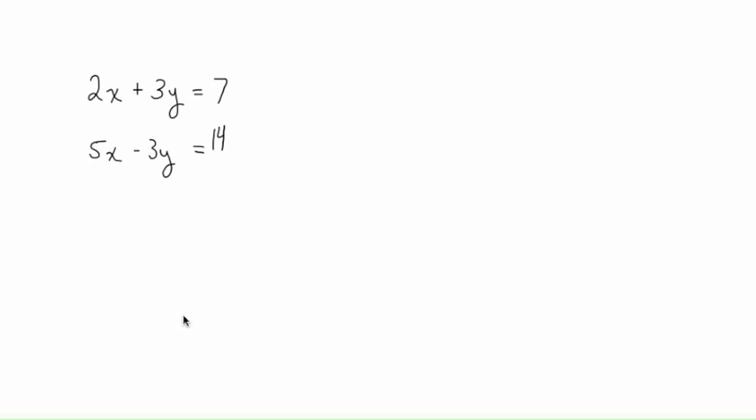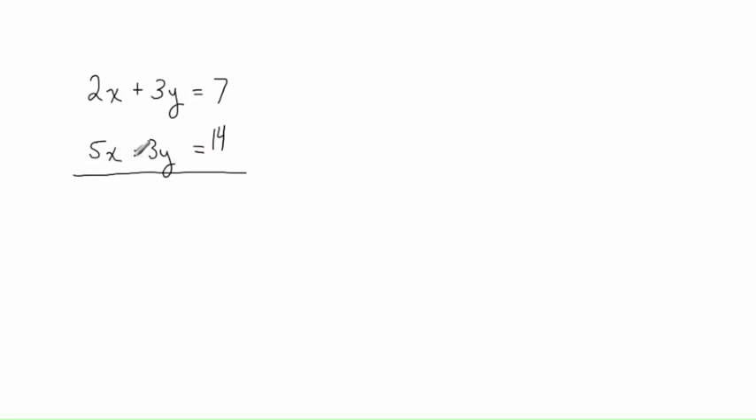We can think of it this way. You can think of it as starting with the first equation. And what we're going to do is add the same thing to both expressions. Now, to the left-hand expression, we're going to add 5x minus 3y. And to the right-hand expression, we're going to add 14.